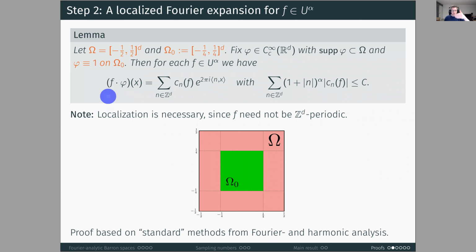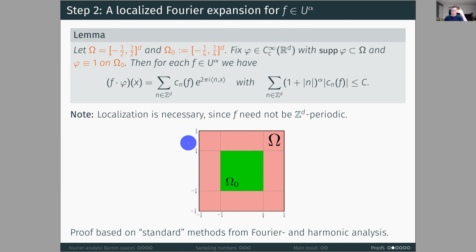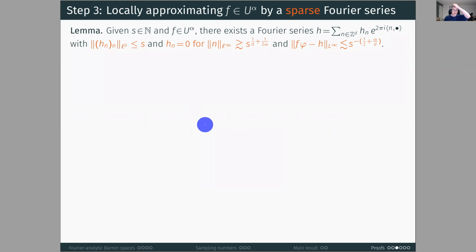Okay, now the question is, what do we do with this localized Fourier expansion? We somehow want to use this sampling result here, but for this we need a sparse Fourier series, not just one with quickly decaying coefficients. And what we're going to do to fix this is we will truncate more or less this Fourier expansion so that it only has S non-zero coefficients. But you also need to do that very carefully. So this is the next slide.